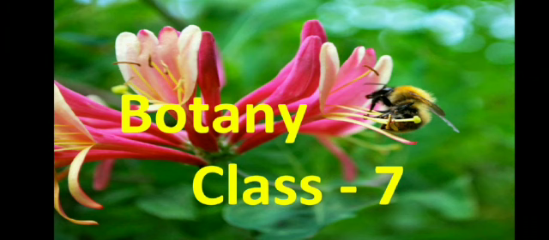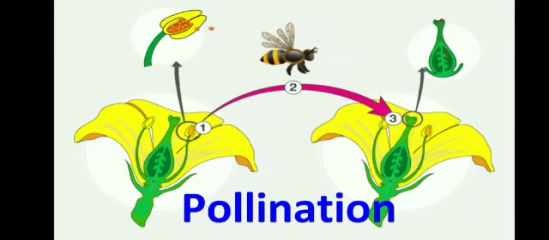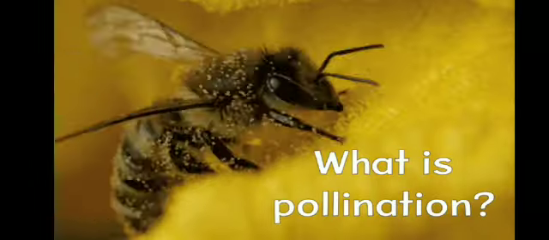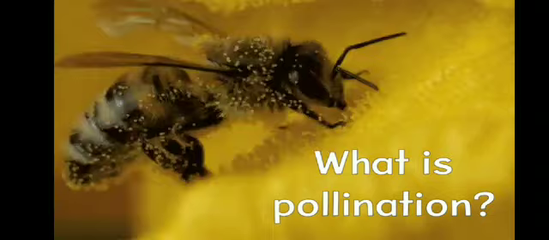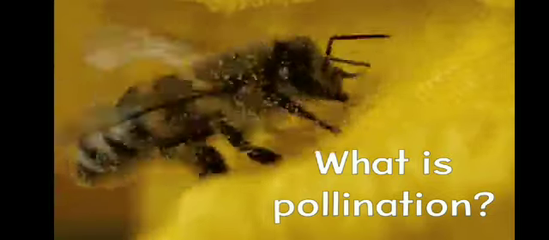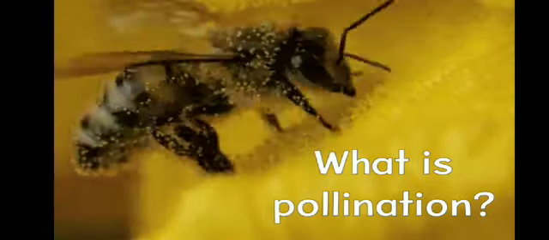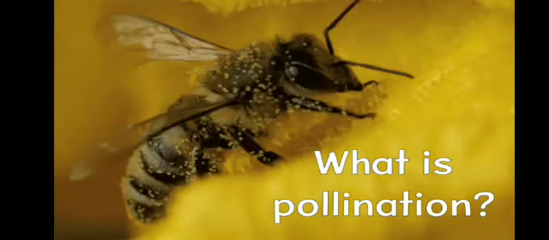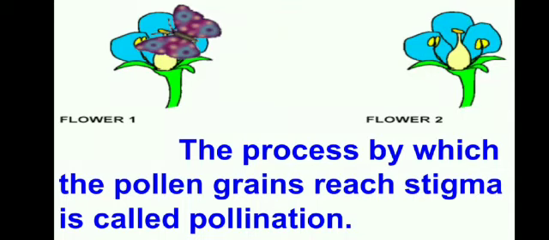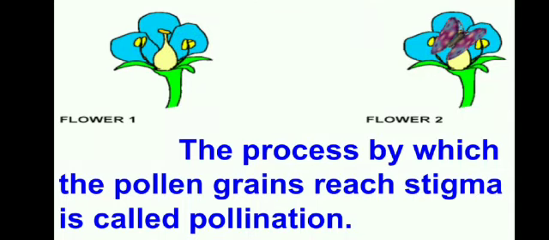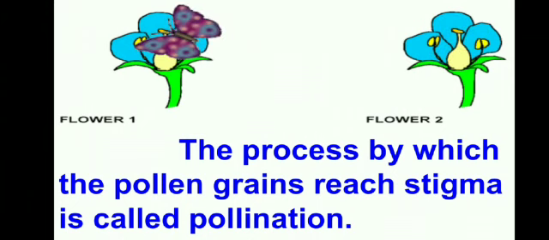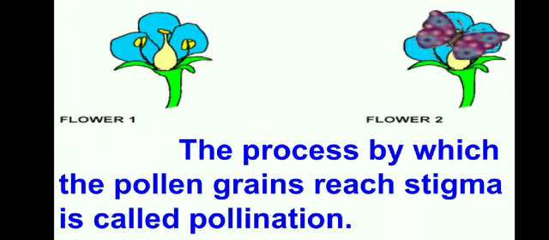As I said in the previous video, we'll discuss today the topic of pollination. So what is pollination and where does it occur? Okay, come, let's see what pollination is and all the aspects of it. Pollination is nothing but the process by which the pollen grains reach a stigma.